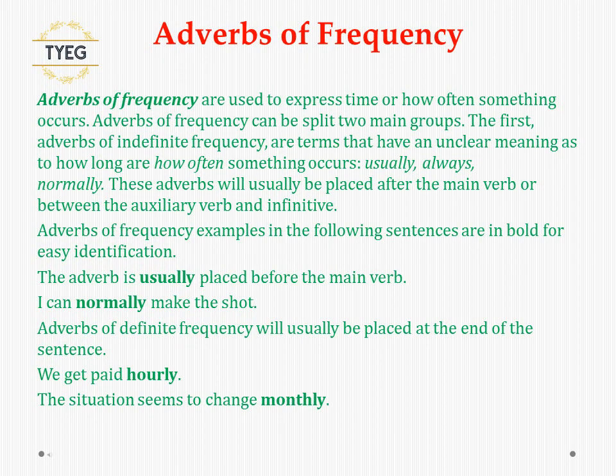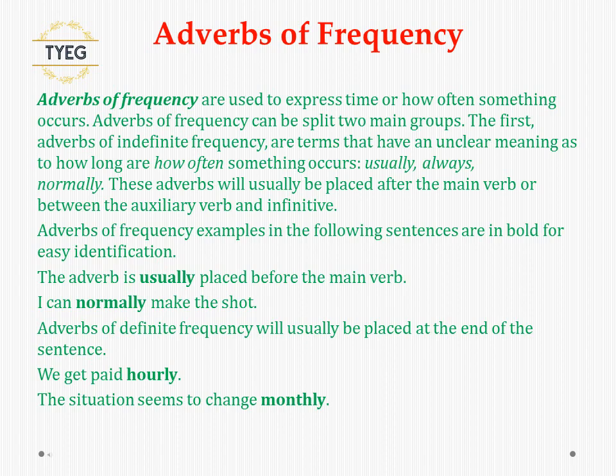Adverbs of frequency. Adverbs of frequency are used to express time or how often something occurs. Adverbs of frequency can be split into two main groups. The first, adverbs of indefinite frequency, are terms that have an unclear meaning as to how long or how often something occurs: usually, always, normally. These adverbs will usually be placed after the main verb or between the auxiliary verb and infinitive.